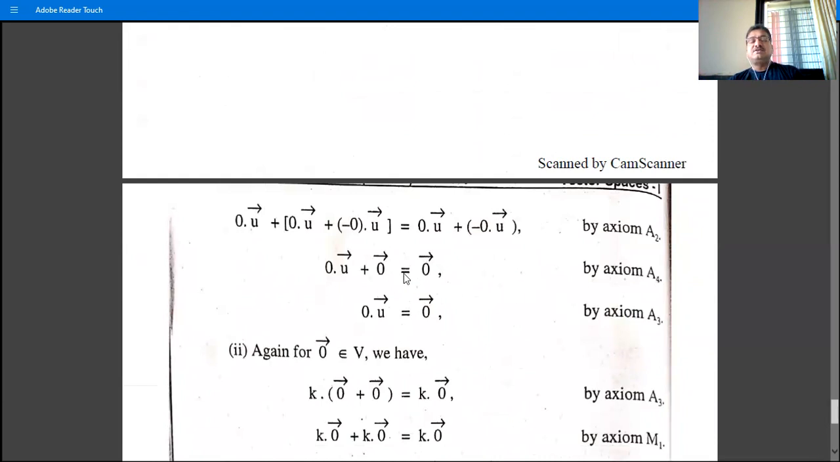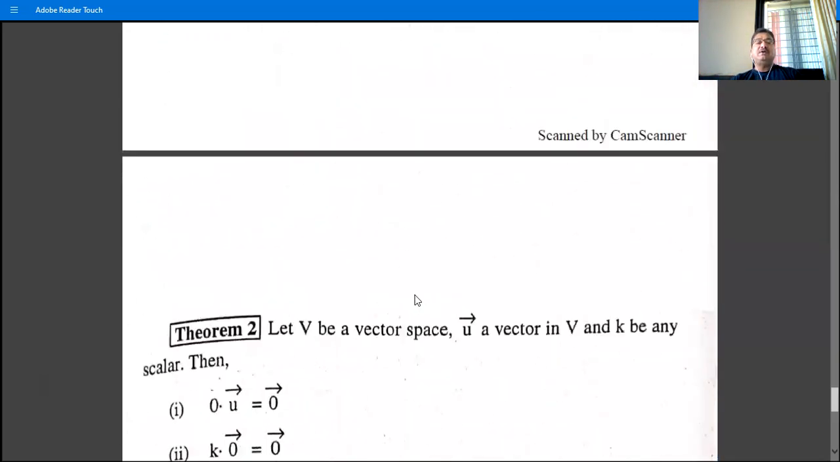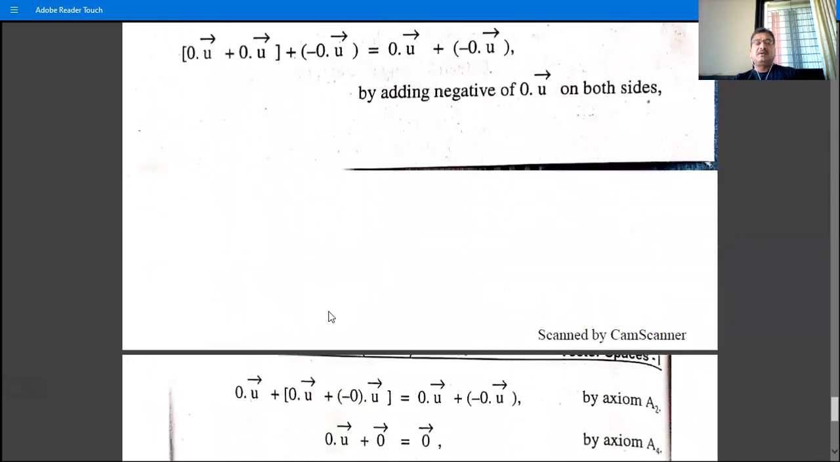Any vector and its negative add up to 0̅. So 0·u̅ and its negative, 0·u̅, addition is 0̅. Similarly, 0·u̅ and its negative is 0̅. And if we add 0̅ to any vector, we get the same vector by using A3. So 0·u̅ plus 0̅ is 0·u̅, which is equal to 0̅, and that is why 0·u̅ is 0̅, which we wanted to prove.